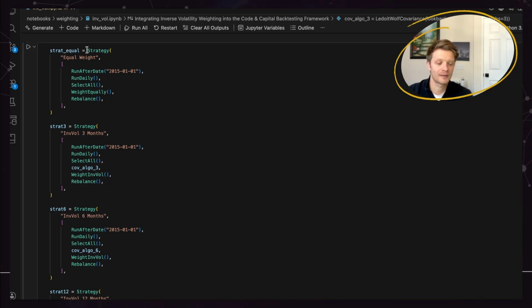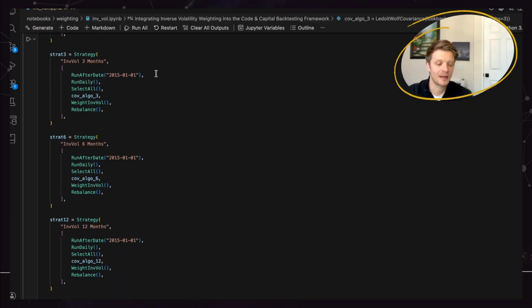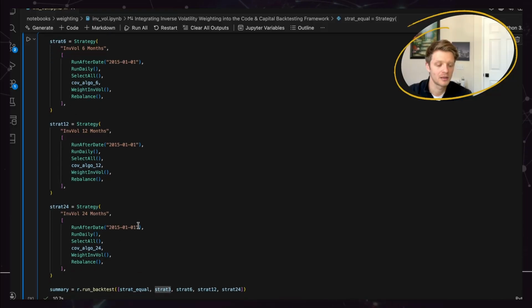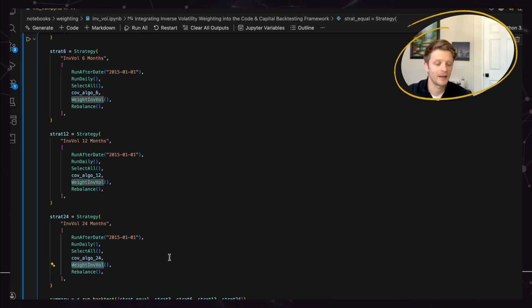All we have to do then is create our strategy objects. We implement the equal weight strategy as one of our benchmarks in this test, and then you can easily see that our 3 months, 6 months, 12 months, and 24-month strategies are created in a couple of lines of code. We run our strategy daily. We select all of our indices in our multi-asset portfolio. We then calculate the covariance of whatever lookback we are looking at, we weight them by inverse volatility, and we rebalance our portfolio.